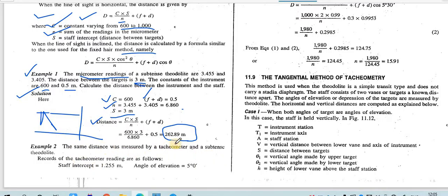Okay, the next question is: the same distance was measured by a tacheometer and a subtense theodolite. The tacheometer reading is recorded as follows. The staff intercept was coming out to be 1.255. The angle of elevation was 5 degrees 0 minutes. So in the earlier case there was no angle, but in this case the angle has been given. That means it is either inclined upward or downward, so we need to use this formula in this case.